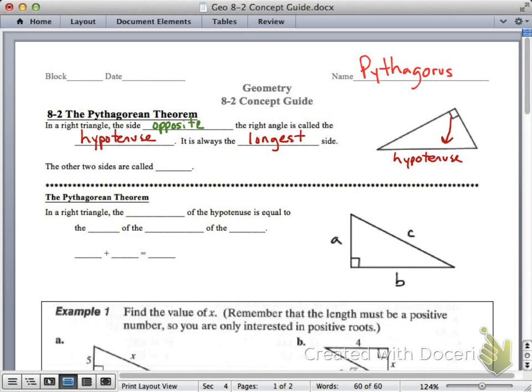The other two sides are called legs. You have two legs of a right triangle. The two legs make up the right angle of a right triangle. It's worth noting as well. Remember, it's always the longest side.